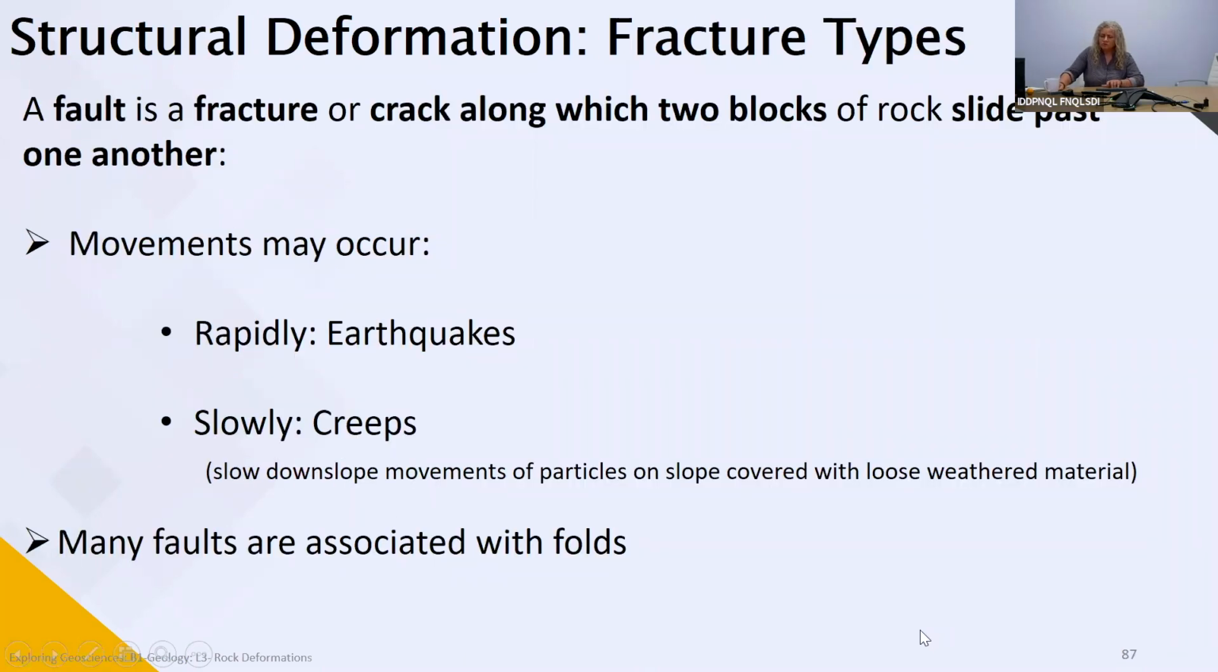Now we're moving on to the fracture types. Fractures: a fault is called a fault only if we can find a displacement along this fracture. So if we have movements that may occur, if we have rapid movements, it's an earthquake. If we have slow movements, it's creep, or slow downslope movements. And faults are usually associated also with folds.